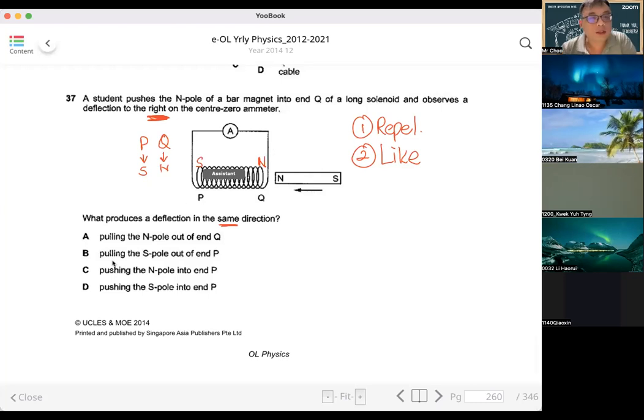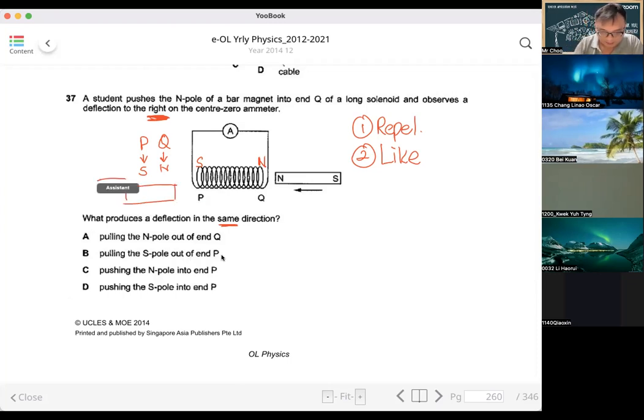So we look through these four answers. Which of these four answers will result in the Q being an induced north pole and the P being an induced south pole? Let me go through a few answers that y'all gave me. Ryan told me B. When you pull out the south pole out of NP, let me see. You pull out the south pole out of NP.